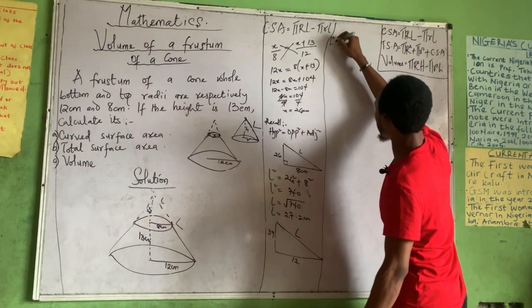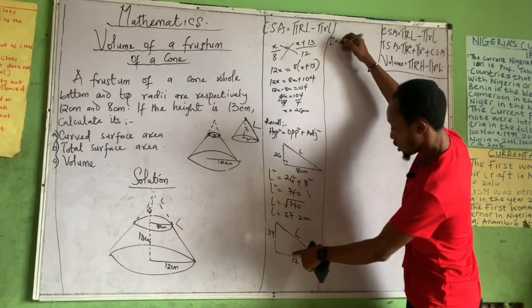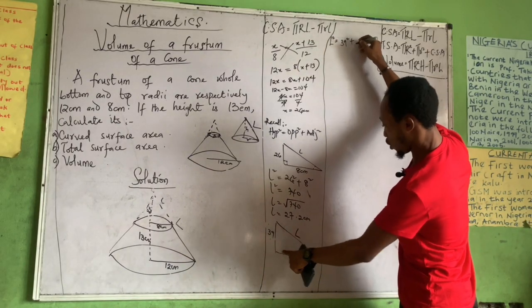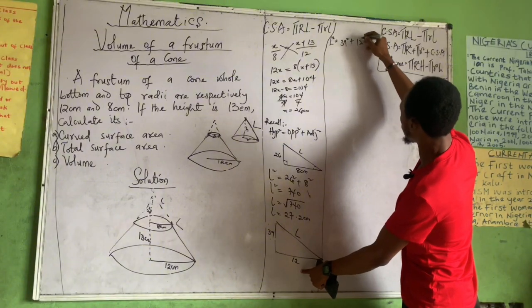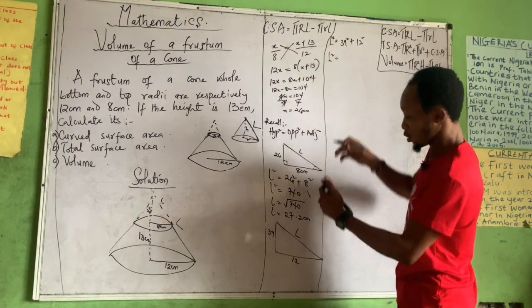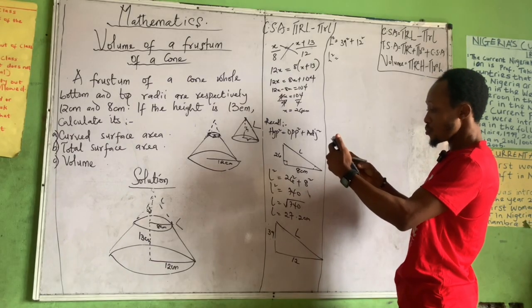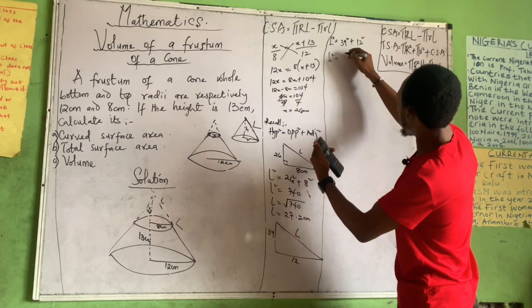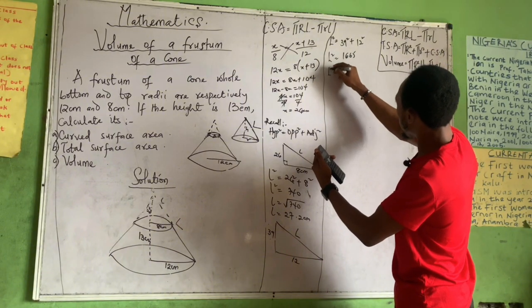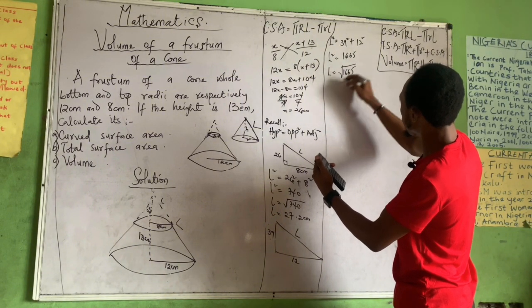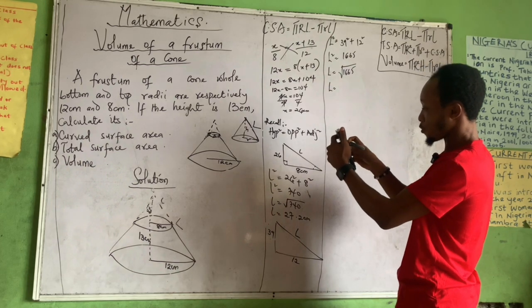Big L square equals, according to Pythagoras theorem, 39 square plus 12 square. Remember what we did here, opposite square. So L square equals 39 square plus 12 square. That will be 1665. So the square root. Okay, L equals square root of 1665. So L equals square root of the answer.